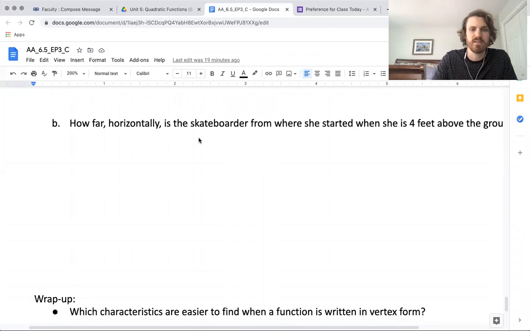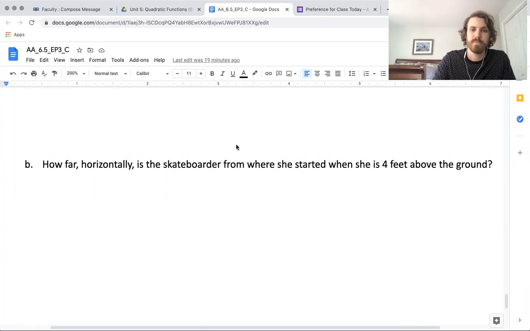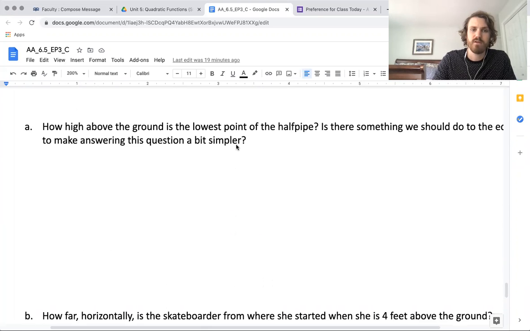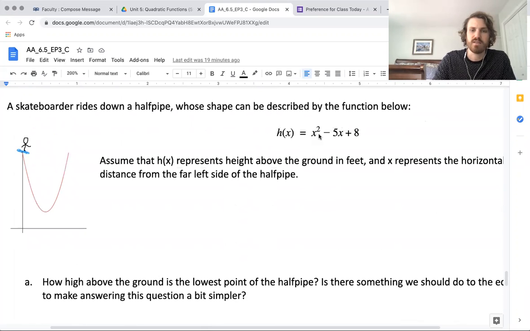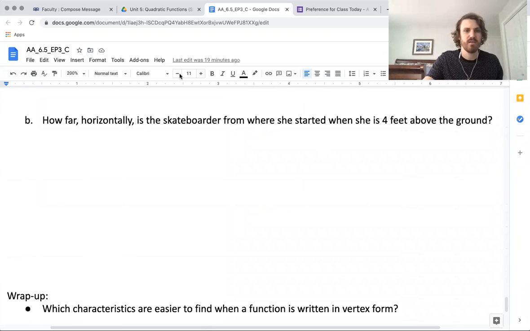How far horizontally is the skateboarder from where she started when she is 4 feet above the ground? Okay, so 4 feet above the ground, we need to ask ourselves the question, is that an x value or an h of x value? That's an h of x value. So that basically means that we need to plug that in for h of x and then solve. And I'm going to use vertex form. So 4 is equal to x minus 2.5 all squared minus 1.75. Actually, it was plus.